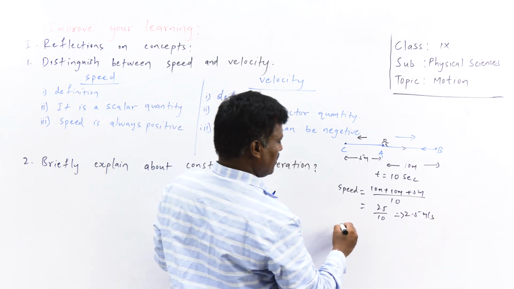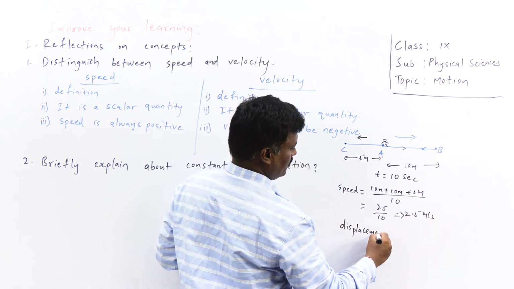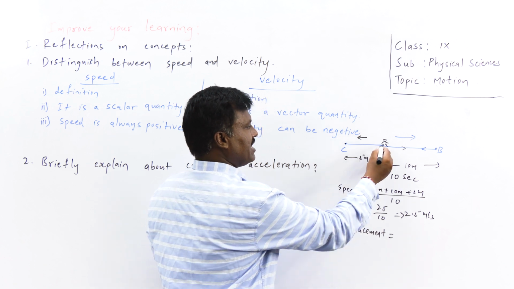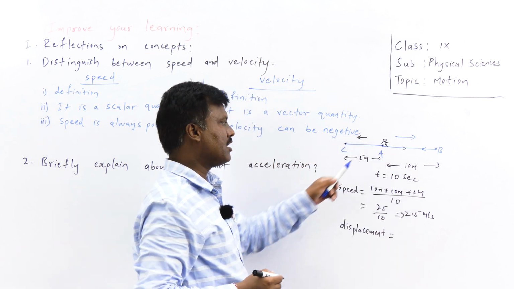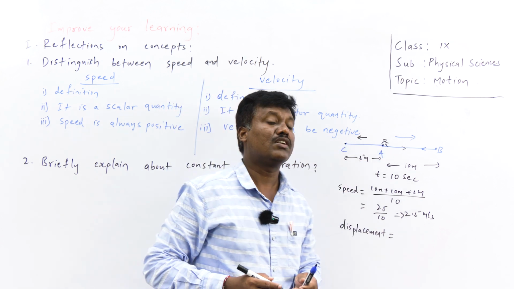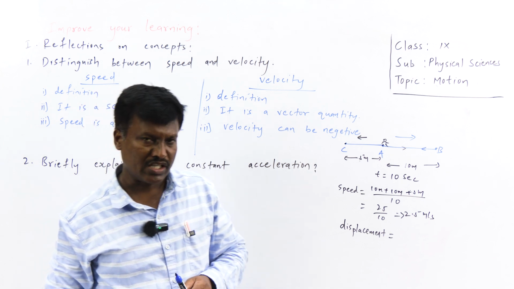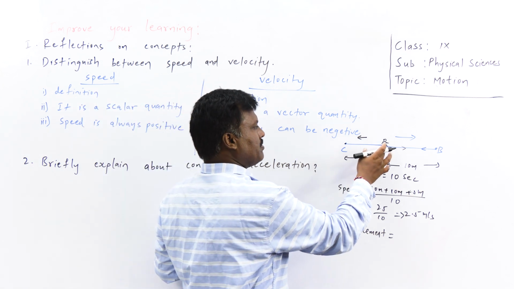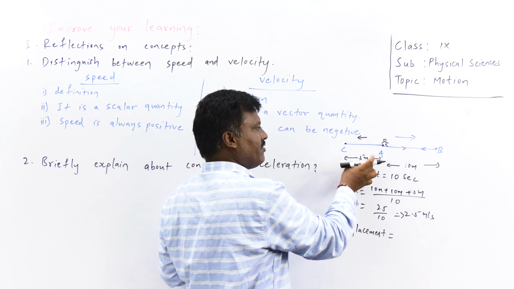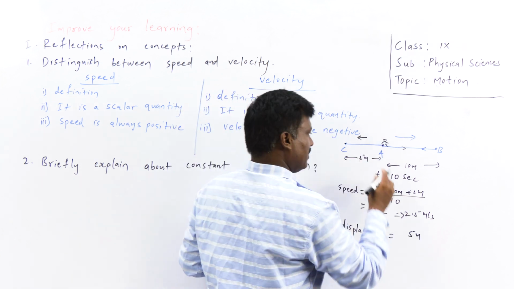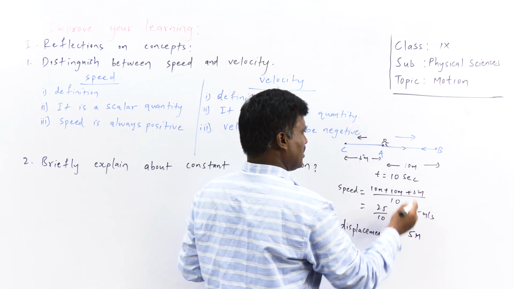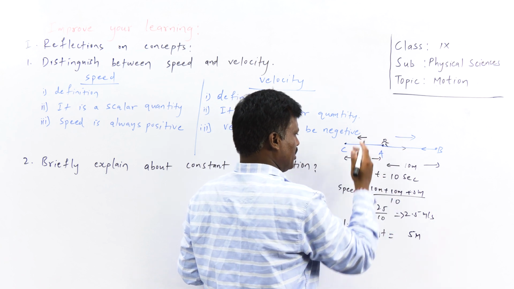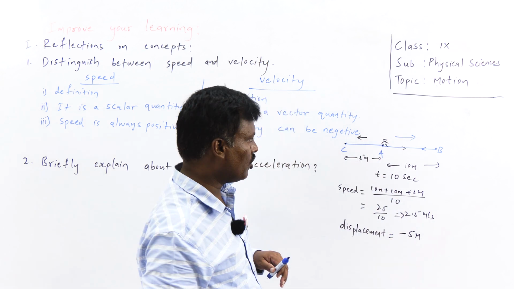But what is the displacement? What is the initial point? What is the final point? The initial point is A, the final point is C. What is the definition of displacement? It is the shortest distance between the initial point and the final point. So the distance between the initial point and the final point is 5 meters. But the direction of this displacement is opposite to the initial direction, so it should be taken as negative.